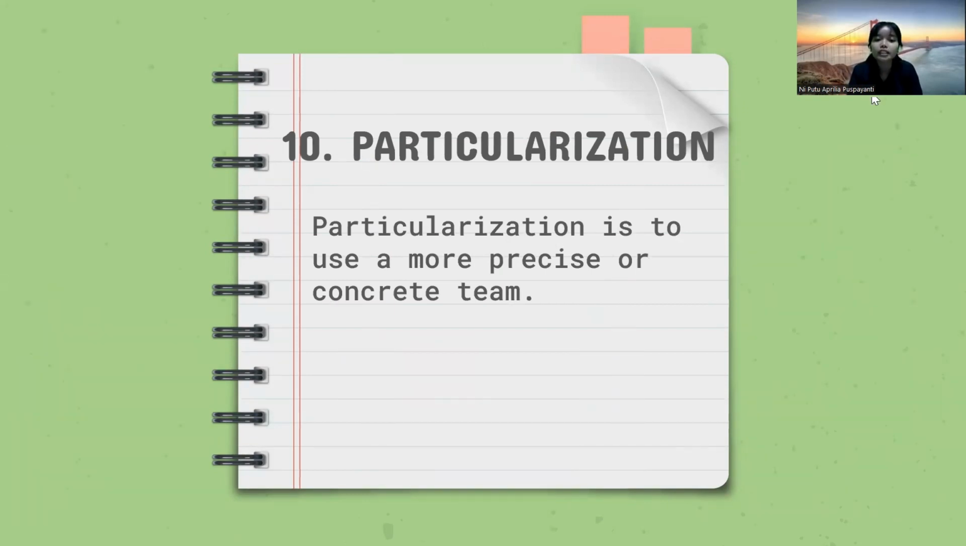Last one, I will explain to you about particularization. As you can see on the slide, particularization is to use a more precise or concrete term. The particularization technique is the opposite of generalization. So in short, the particularization technique is a translation technique that translates general terms into specific terms. To make it less confusing, let's just look at the example. Next slide, please.